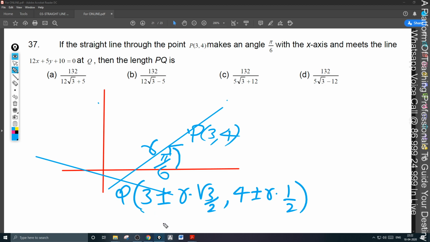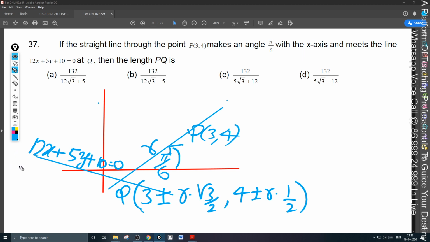Okay. Now it is your understanding whether to take plus or minus. Plus is to be taken for above points and minus is to be taken for below points. This Q lies on this line. What is the line given here? The line is given to be 12x plus 5y plus 10 is equal to 0.